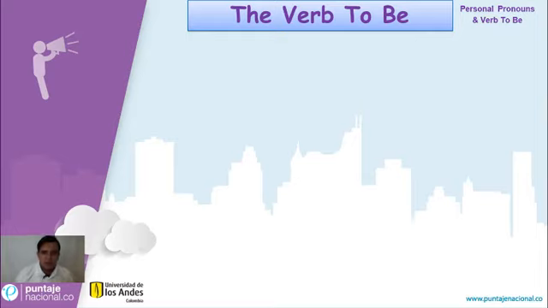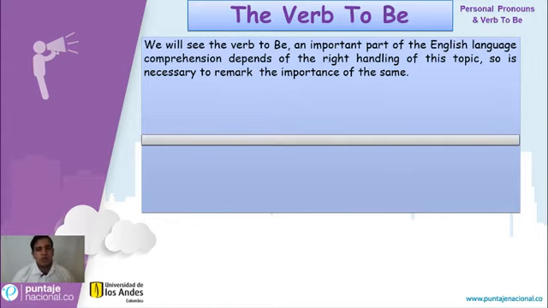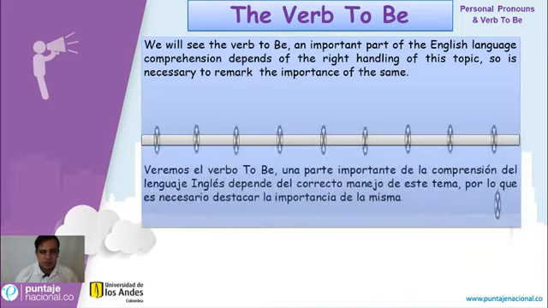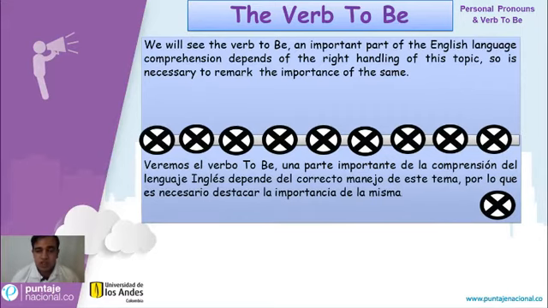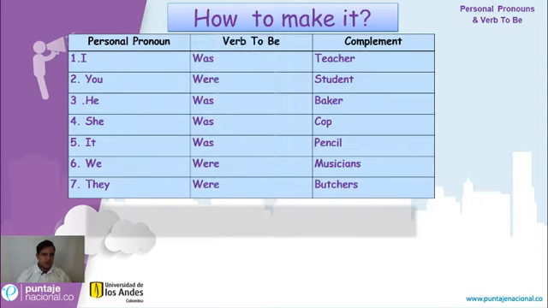So let's go. The verb to be. We will see the verb to be. An important part of the English language comprehension depends on the right handling of this topic, so it's necessary to remark the importance of the same. Here you have the explanation in Spanish if you don't understand. Okay, let's go. How to make it. Here you have a tab with the explanations that you will use. Normally, it's so common to use the verb to be, so I think it's really important to explain it.